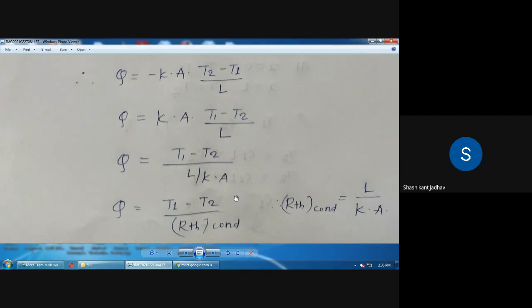What is the final equation for the rate of heat transfer for the plane wall? That is K into A into (T1 minus T2) divided by L. Then in the form of thermal resistance, Q is equal to (T1 minus T2) divided by thermal resistance of conduction. The value of thermal resistance of conduction is L by K into A. So this is about heat conduction through the plane wall.